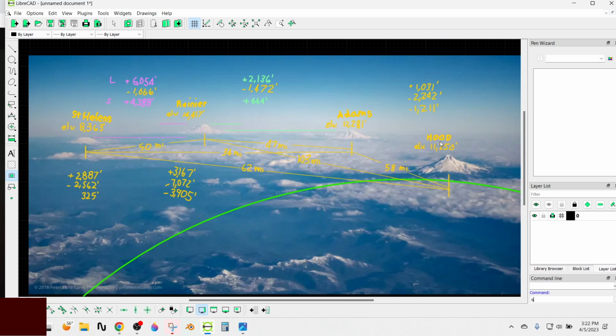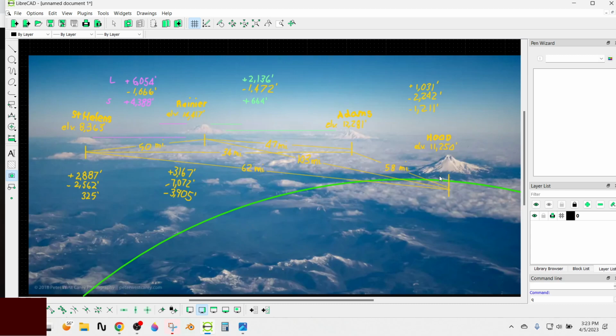Here we have Mount Hood at 11,250 feet, Mount Adams at 12,281 feet, Mount Rainier at 14,417 feet, Mount St. Helens at 8,363 feet. They are in their correct oriented positions instead of flip-flopped in this photograph.